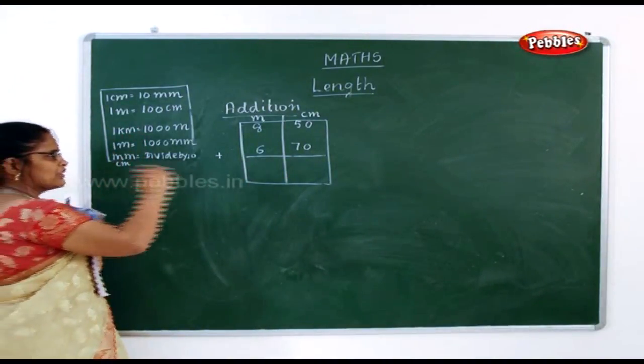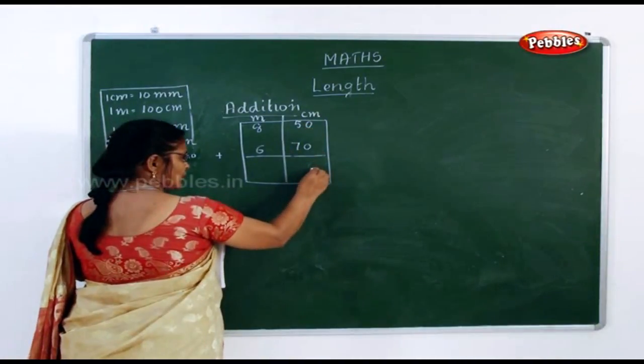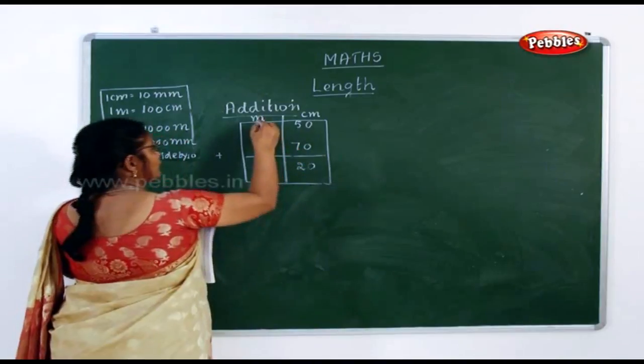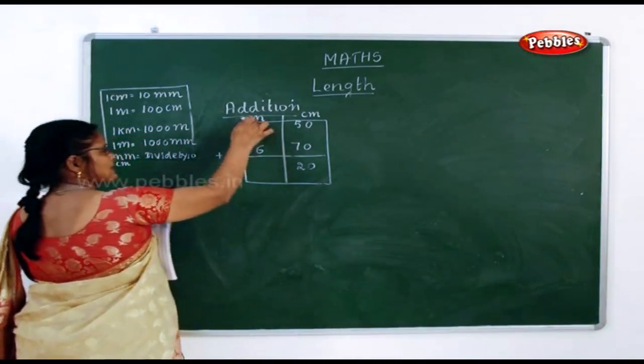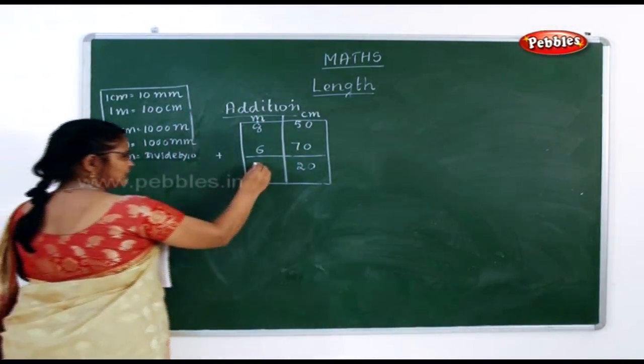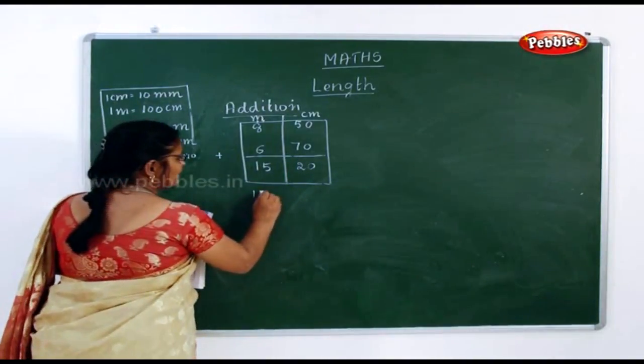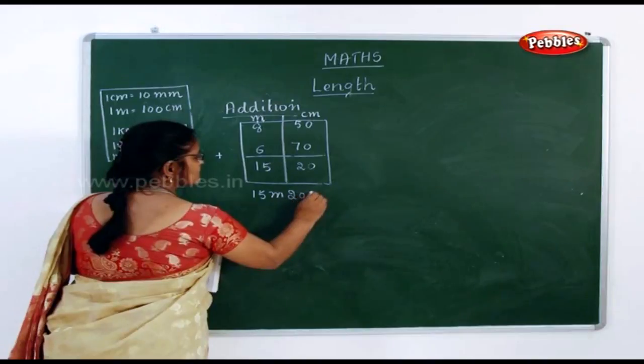This is normal addition. So now what do you do? 0 plus 0 is what? 0. 5 plus 7 is what? 12. Now what you have to do? You have to put 1 here. 8 plus 1 is 9. 9 plus 6 is how much? So 15. So what is the answer? What will you write? It is 15 meter and 20 centimeter.